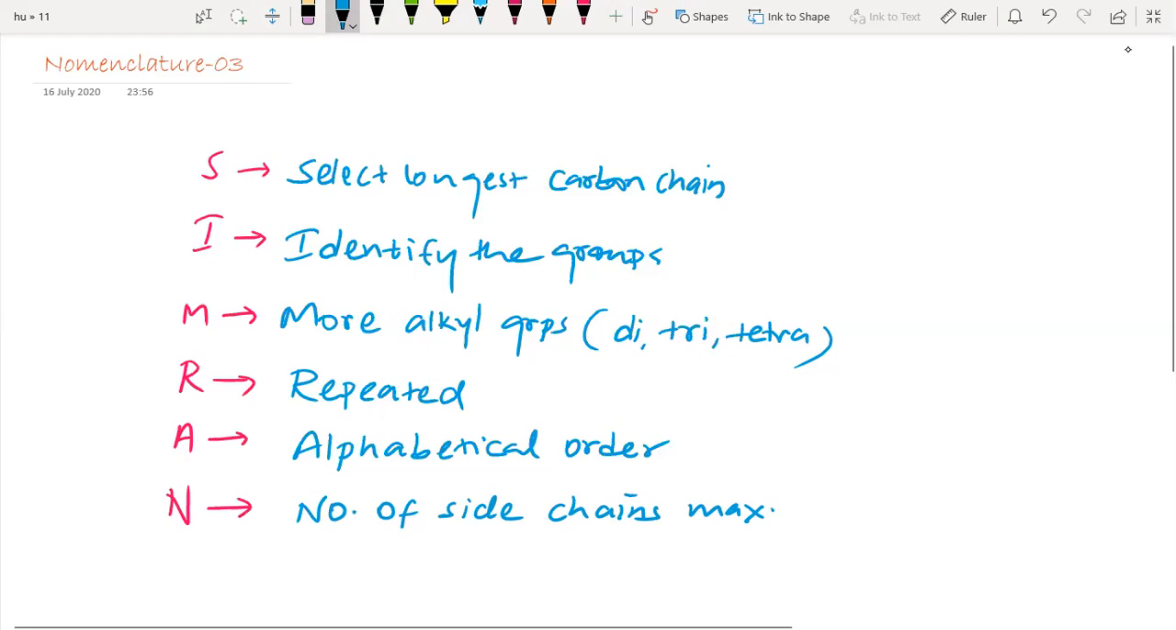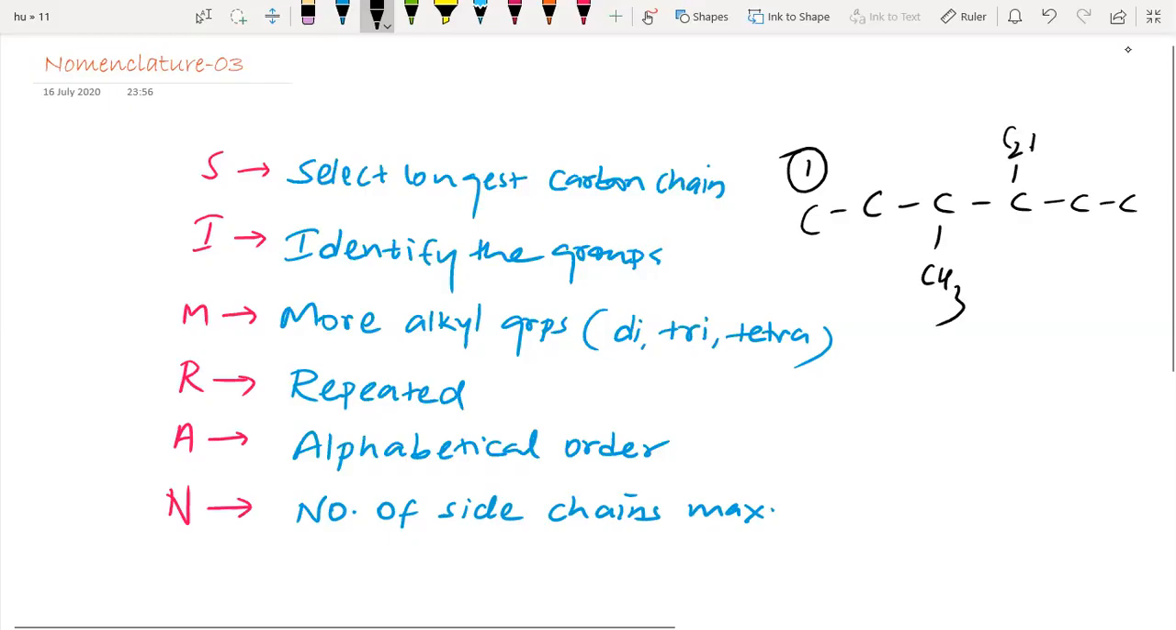Say for example, we'll try one here. Example number one: the structure is this, with one more carbon. Now here we have CH3 and C2H5. This is the structure of which we have to write the IUPAC name. Now we'll see how to use SIMRAN.